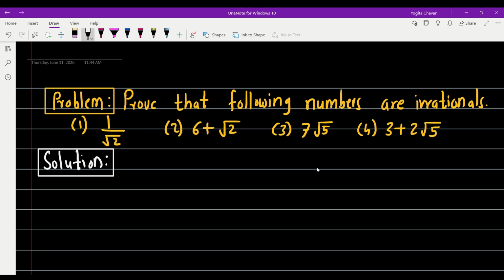Hello friends, today we prove these given numbers are irrational numbers. So let's start with 1 by root 2. Number 1, to prove this 1 by root 2 is an irrational number.